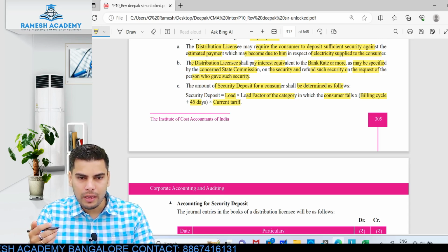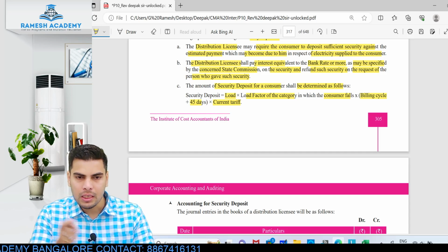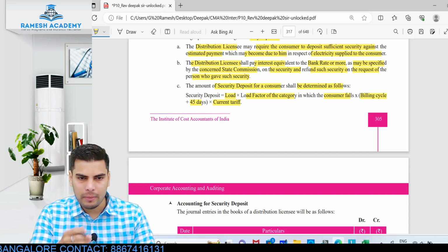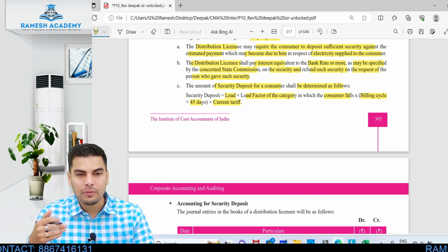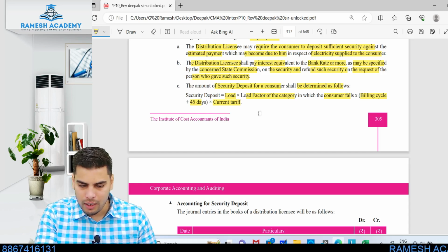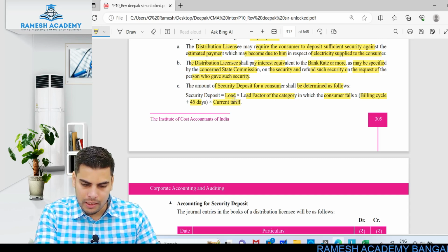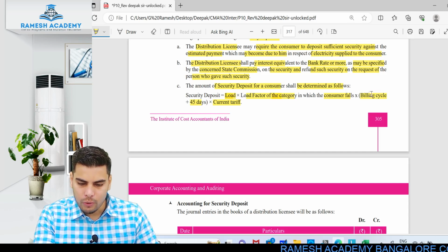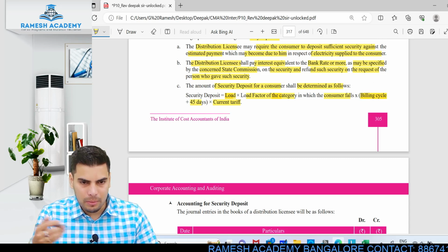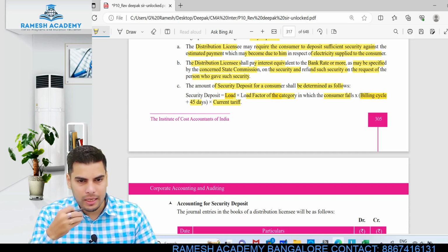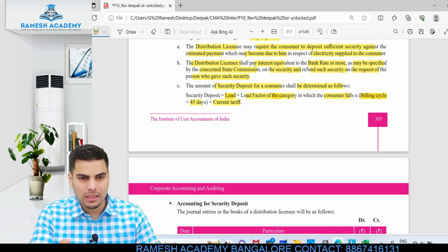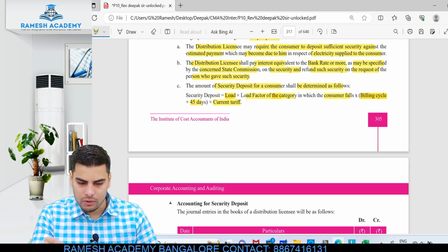So even if he does not pay the bill for the current month plus 45 days, the electricity supplying company need not worry, because they already have a security deposit equivalent to the billing cycle as well as the subsequent 45 days, into the current tariff. You will get the total units by multiplying the load factor into the billing cycle plus 45 days. Let's say the billing cycle is 1 month or 30 days: 30 plus 45 is 75 days, and that amount will be collected in advance, into whatever the tariff rate per unit is.